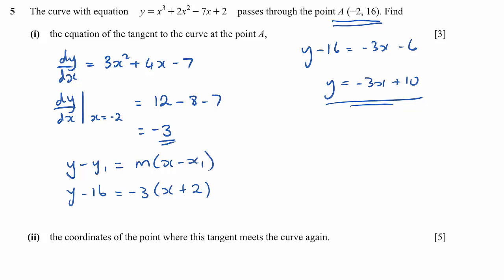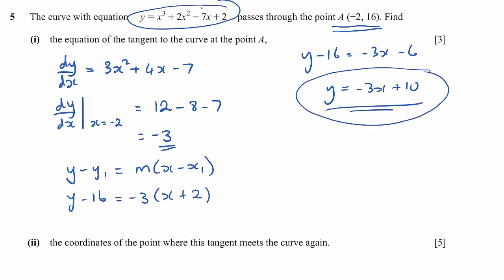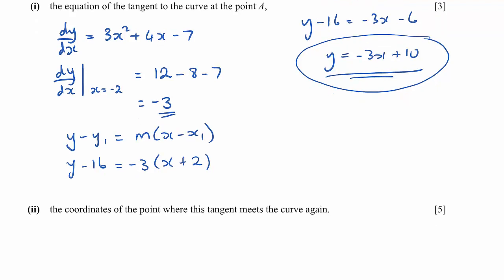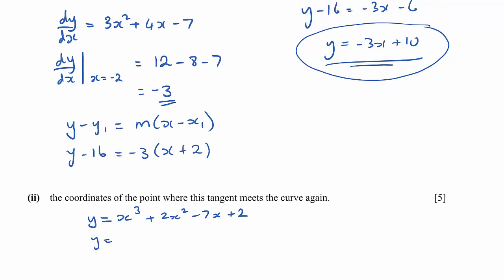And now we want the coordinates of the point where the tangent meets the curve again. So in other words, what we're doing here is finding where this intersects this. So we're solving simultaneous equations, with a linear and a cubic. So we've got y is equal to x cubed plus 2x squared minus 7x plus 2, and y equals negative 3x plus 10. So we've got to solve those simultaneously.